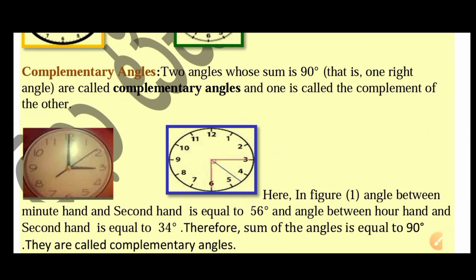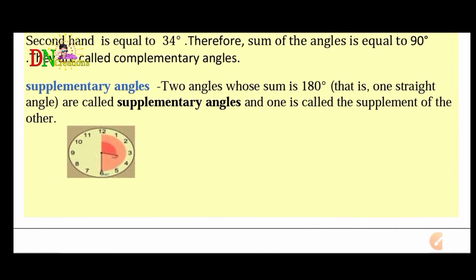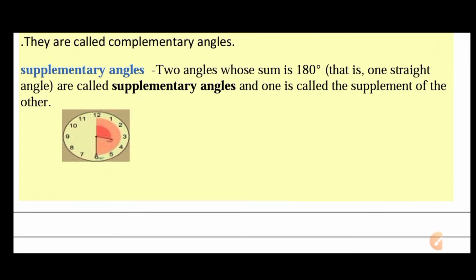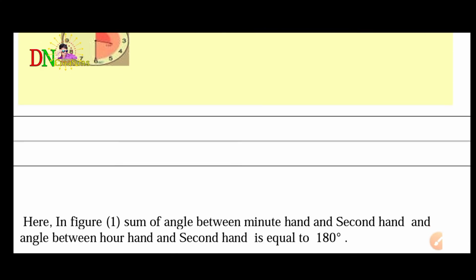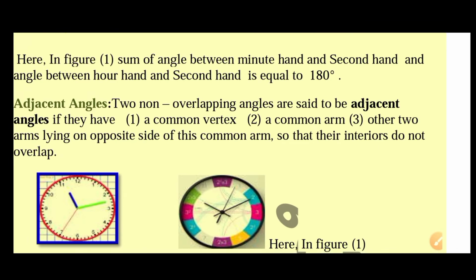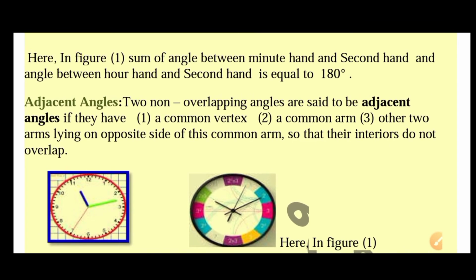Supplementary angles, two angles whose sum is 180 degrees, that is, one straight angle, are called supplementary angles and one is called the supplement of the other. Here, in figure 1, the sum of the angle between minute hand and second hand and the angle between hour hand and second hand is equal to 180 degrees.